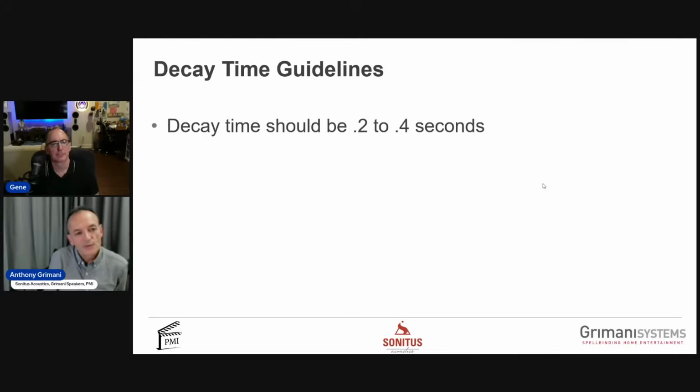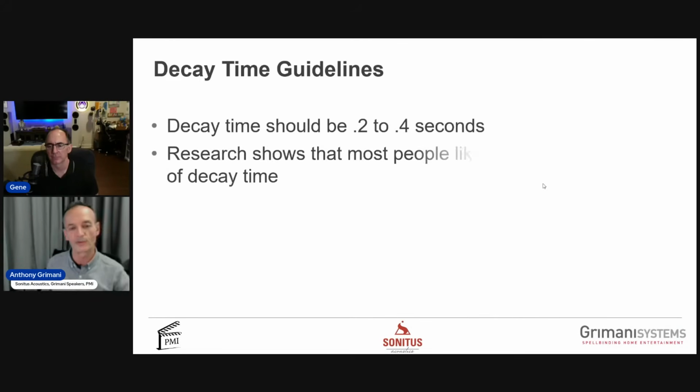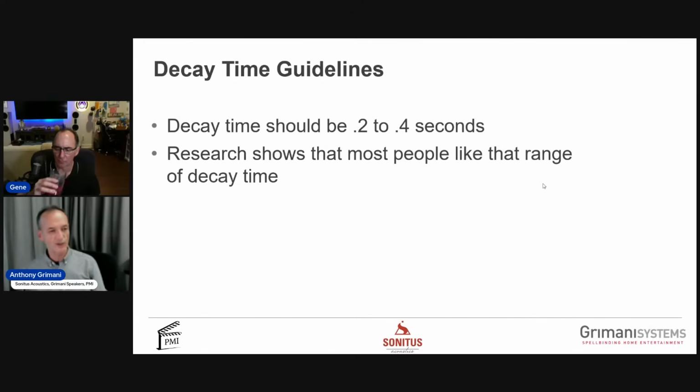Now, in the rooms we're all working with, the decay time should be somewhere between 0.2 and 0.4 seconds, depending on whether it's a small room or a big room. And what's interesting is you put 20 of your best friends in a room and you try different amounts of acoustics. Most of them are going to agree to the point at which, wow, now it sounds really good.